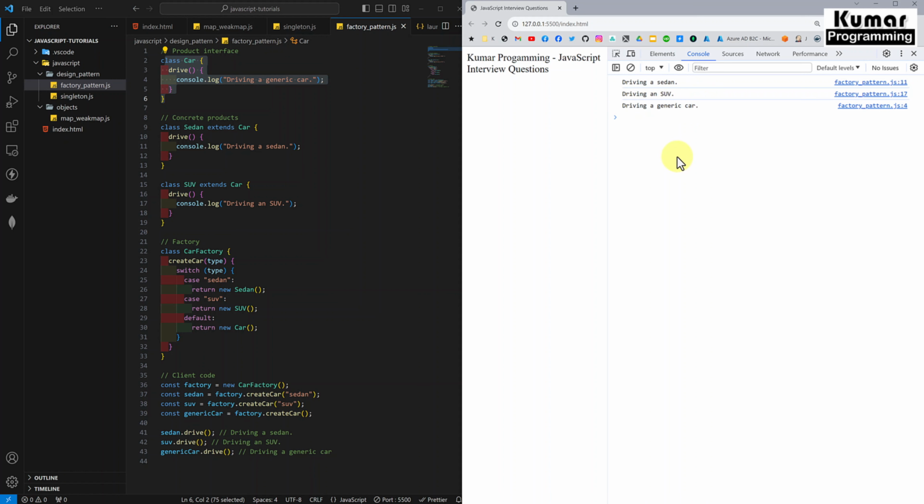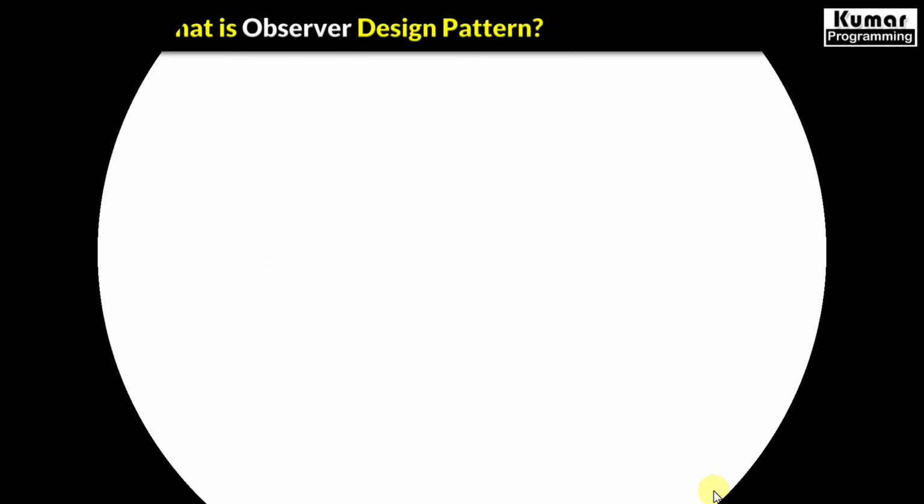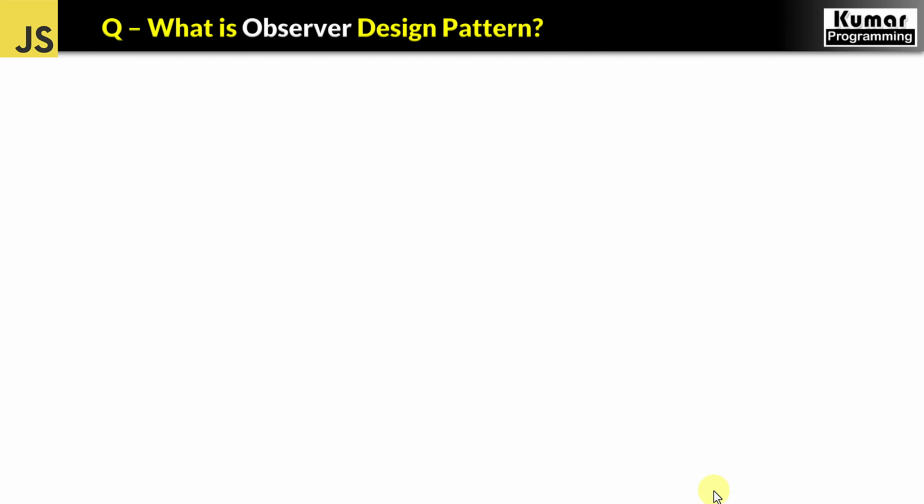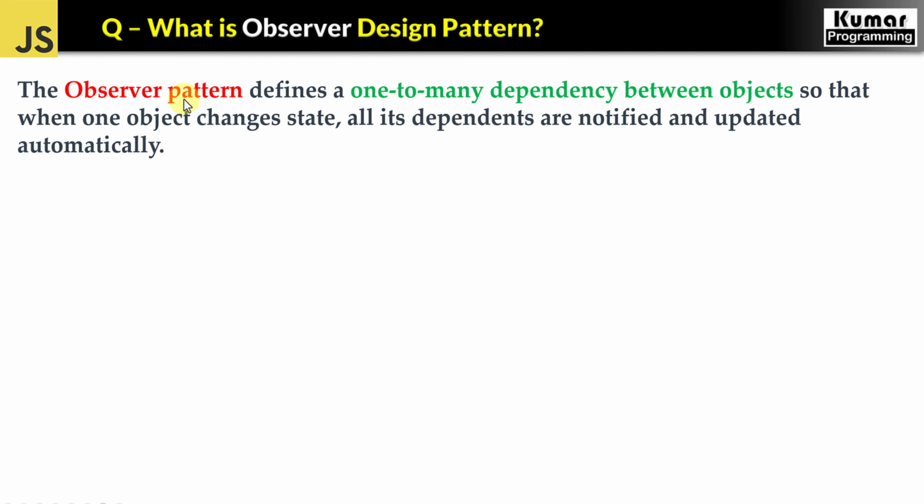Okay, so I hope you understood the factory pattern. Now the next pattern that we are going to discuss is the observer design pattern, which is a part of the behavioral patterns. Okay, what is the observer design pattern and where do we use it? Observer design patterns are part of the behavioral design patterns, where we are dealing with communication between objects. Now let's see the definition. The observer pattern defines a one-to-many dependency between objects, right?